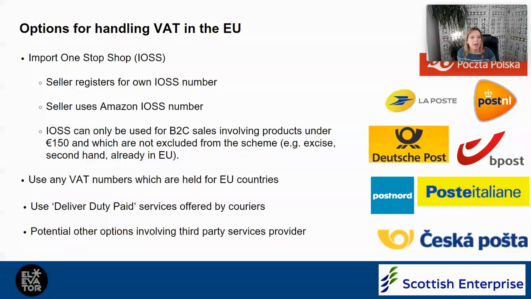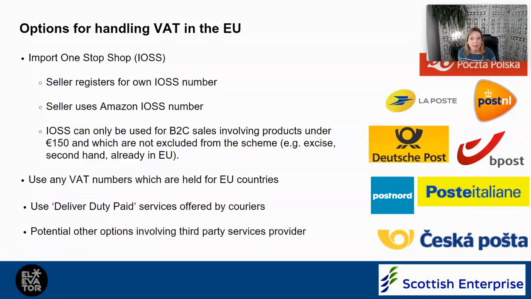Now, this IOSS scheme has got nothing to do with Brexit, folks, and I only say that because lots of people do think it's related to Brexit, but it's not. It's actually part of the new EU VAT scheme, which came into play in July 21. The IOSS scheme was introduced to simplify the VAT regime across the EU, and when you're selling on a marketplace like Amazon, it gives you two choices for how you can meet these VAT requirements.